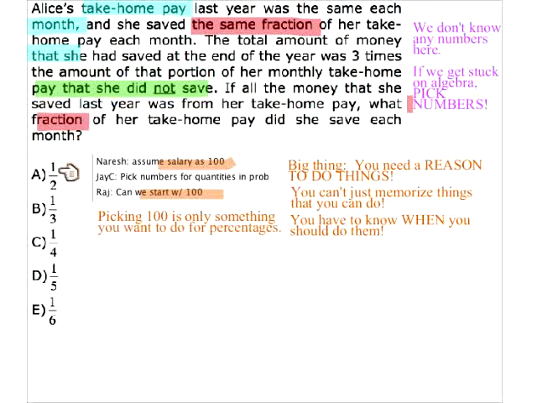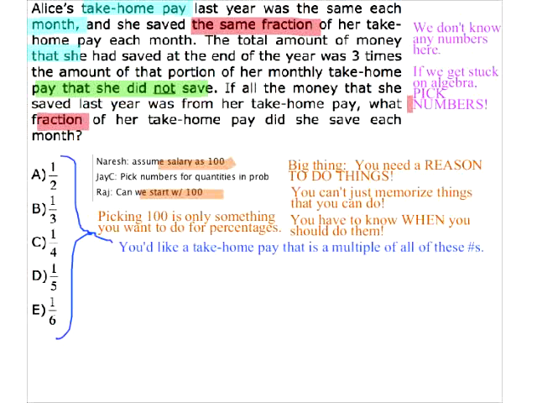So we got our answer choices here, 1/2, 1/3, 1/4, 1/5, 1/6 of the take-home pay. Given these answer choices, you want to pick some take-home pay that is a multiple of all of those numbers, just so that you're covered. So you'd like to have a take-home pay that is a multiple of all of these numbers. So let's pick 60. Monthly take-home is 60.